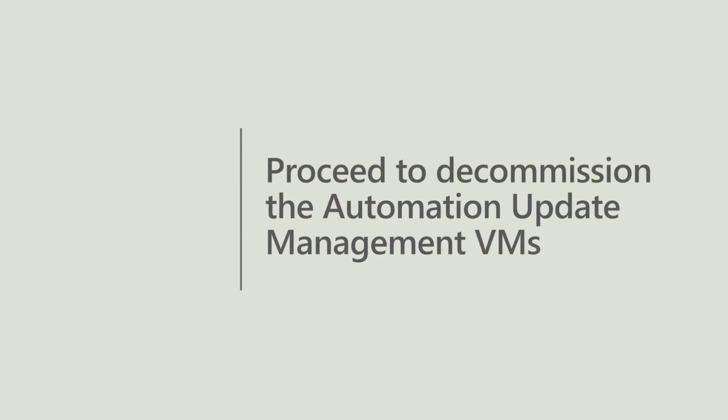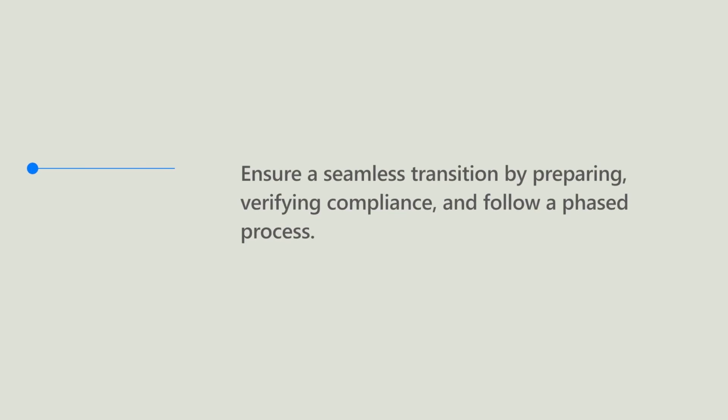Once stability is confirmed and compliance is verified across all VMs, they will proceed to decommission the Automation Update Management VMs. Migrating from Automation Update Management to Azure Update Manager is essential for leveraging the latest in Azure's update management capabilities. Organizations can ensure a seamless transition by preparing thoroughly, verifying compliance, and following a phased migration process. This migration not only aligns your operations with Azure's latest update management practices, but also simplifies compliance and security for a modernized infrastructure.